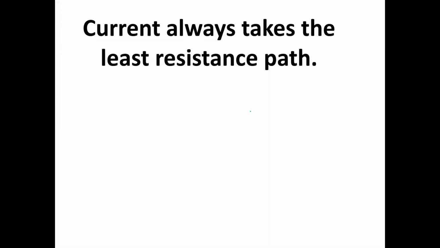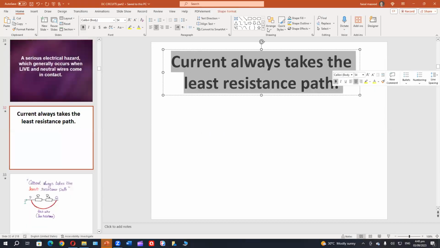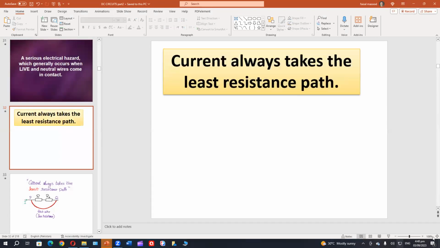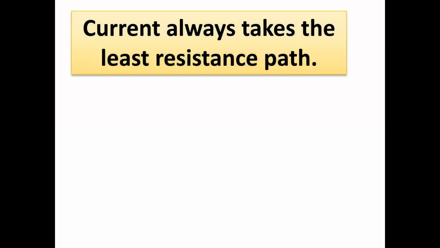Now, this is our next concept. Current always takes the least resistance path. This is a very important concept in physics, and it is the source of many problems also. Just like when we are going on road, we always prefer to take the less traffic road, and Google always helps us. So this is the same thing. Current always takes the least resistance path. We have to copy this.